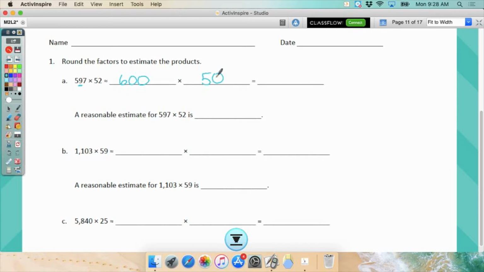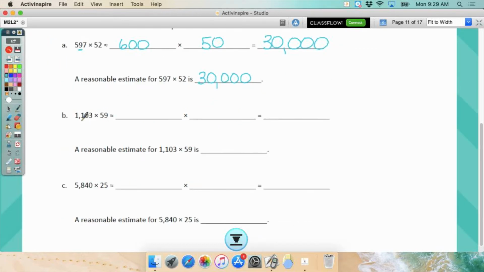So now we're going to do 6 times 5. What is that? 30. And then how many zeros do I add? 3. So it's 30,000. Okay. So a reasonable estimate would be 30,000. Okay, let's look at B. Am I going too fast? No. All right, let's take a look at B.